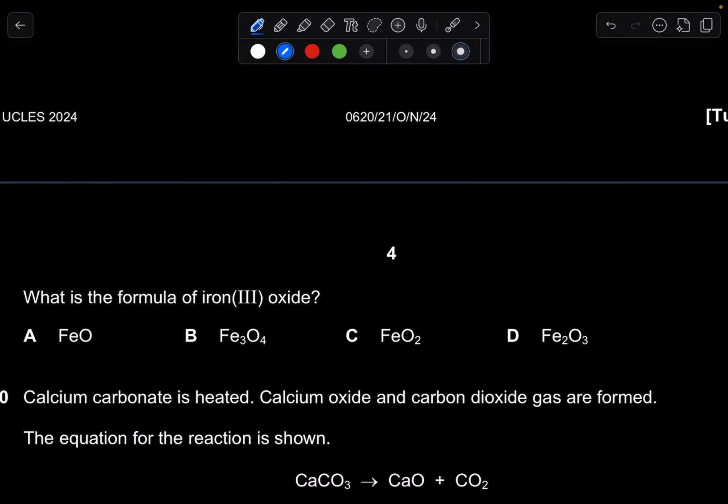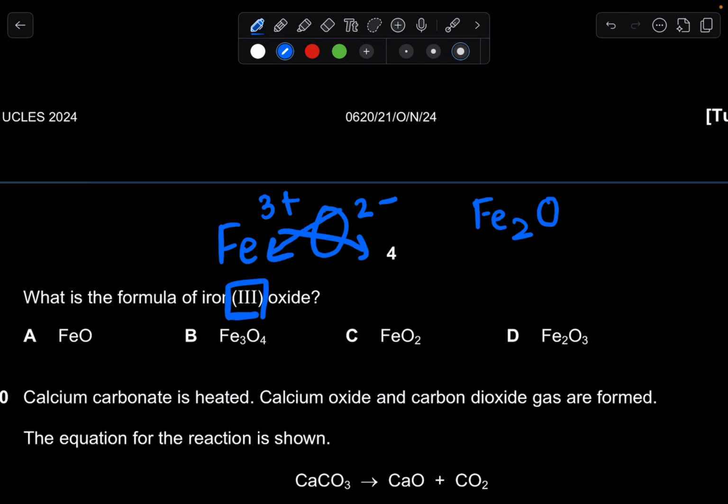What is the formula of iron 3 oxide? Simple, Fe 3+. Why 3+? Because it's a 3 over here and O2 negative. This 3+ comes here, this O2 negative comes here, so it is Fe2O3. I hope you know this, that this 2 above oxygen comes down here below iron, and this 3 above iron comes down here below oxygen. So it's going to be option number D.